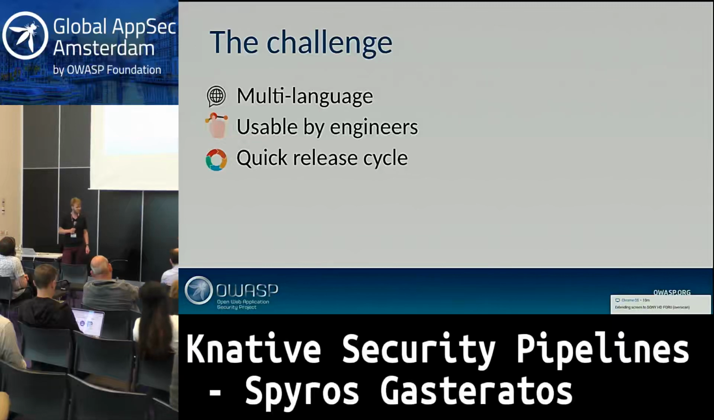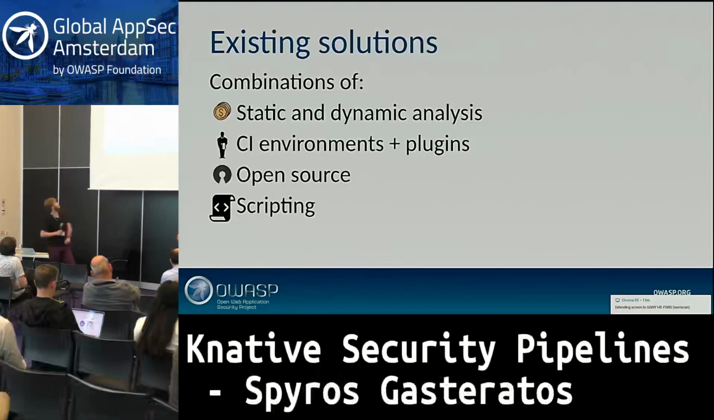And we needed to build something that's usable by engineers, because of the quick release cycle, I cannot be the only one running things. So engineers needed to be able to find something. Ideally, it would run as a linter. And again, quick release cycle, right?